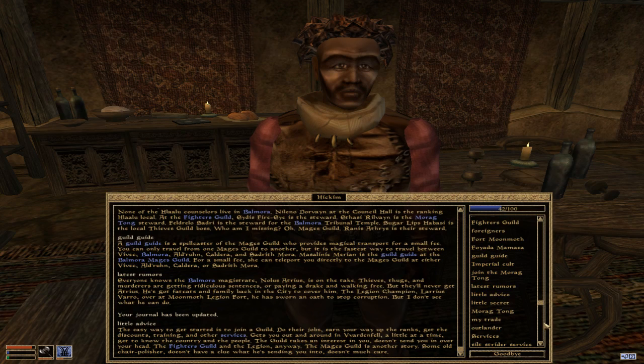The Fighters Guild and the Legion, anyway. So he talks about that. The Mages Guild is another story. Some old chair polisher doesn't have a clue what he's sending you into. Doesn't much care. Interesting.